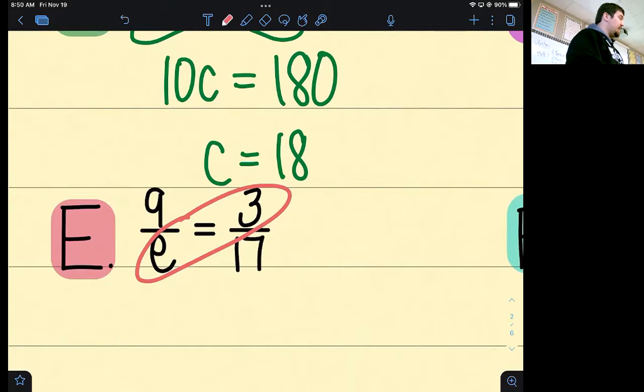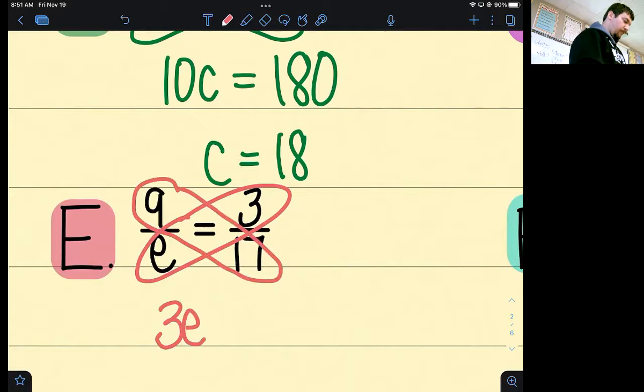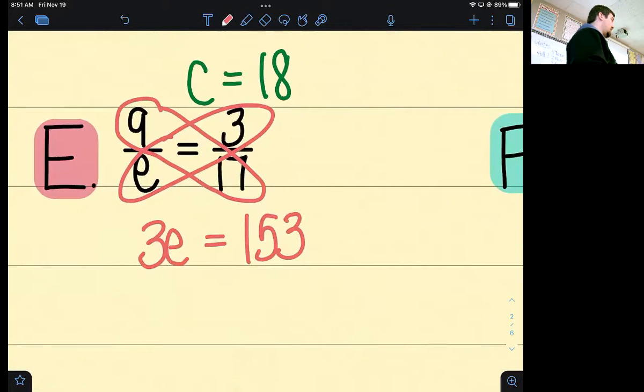Okay. E times 3. Yeah. Just squeeze them together. Yep. And then tell me what 9 times 17 is. Okay. And then to get E by itself, we just have to get rid of the 3. And you said it was being multiplied, so we're going to divide. And what's 153 divided by 3? 51.